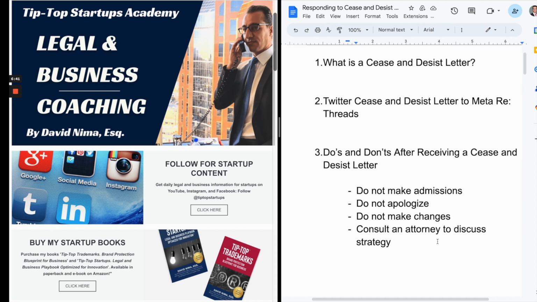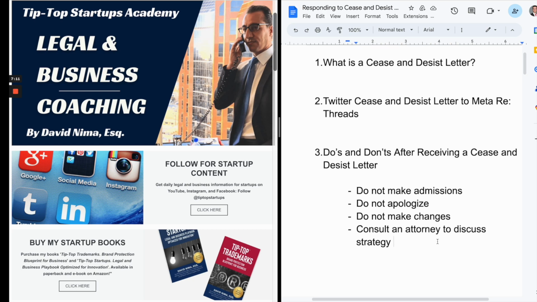The other thing that you don't want to do is make changes to your product or website without first consulting an attorney. Let's say, for example, a cease and desist letter says, your website has the colors black and blue, and these are our proprietary colors. Therefore, we're asking you to cease and desist using our proprietary colors and use some other alternative color. What you don't want to do is immediately make those changes. That can also be deemed a potential implied admission.